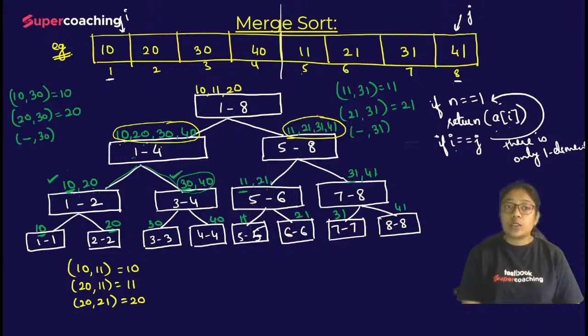20 belongs to list 1, so we'll consider the next element of list 1, that is 30. 30 will be compared with 21. 21 is the smaller element, so we'll be taking 21 here. 21 belongs to list 2.